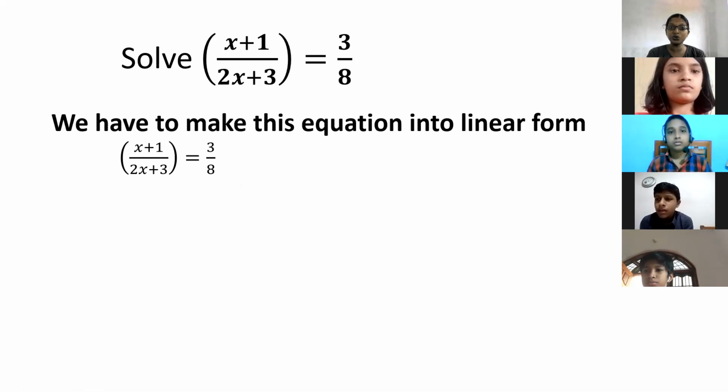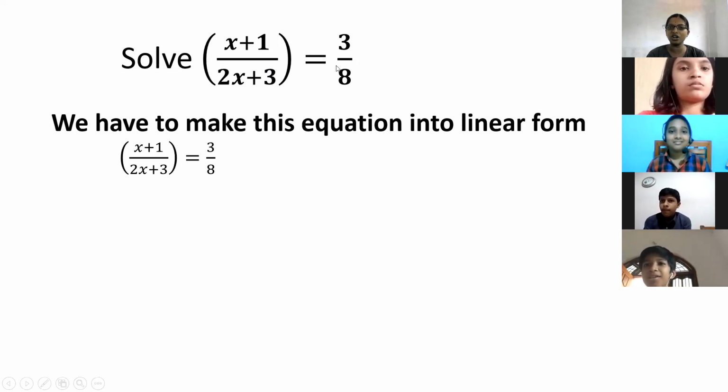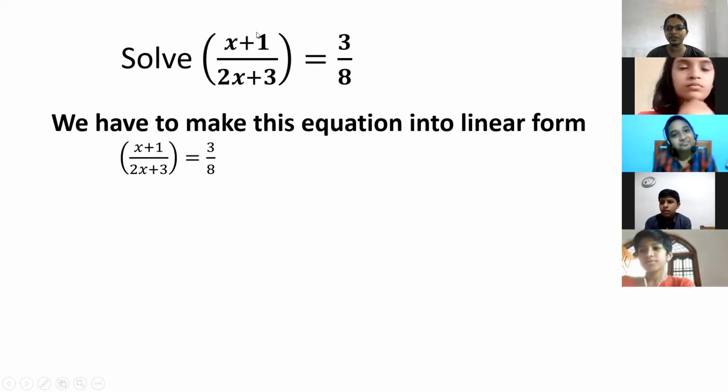x plus 1 by 2x plus 3 is a rational number, right? Then what is the denominator of this rational number? 2x plus 3 itself. Our rational number is x plus 1 by 2x plus 3. Look at your LHS. What is the LHS of our equation?